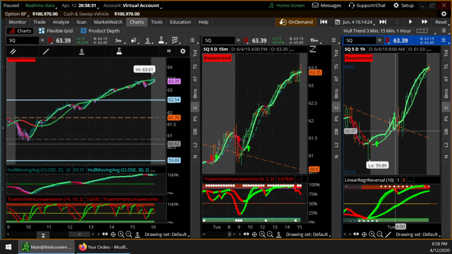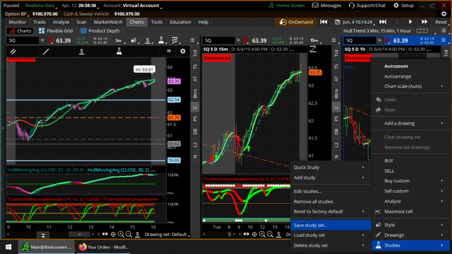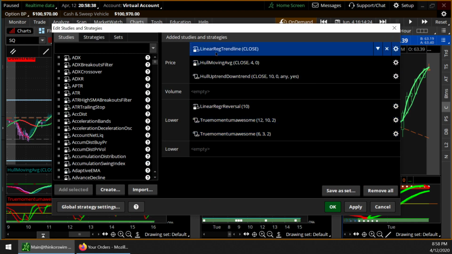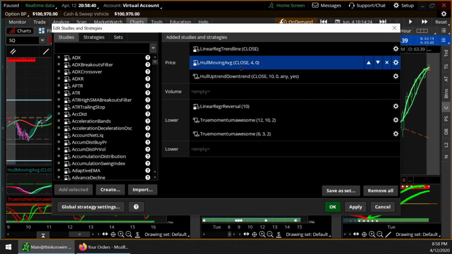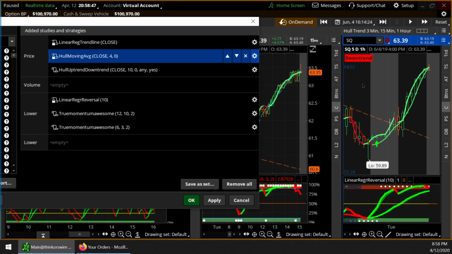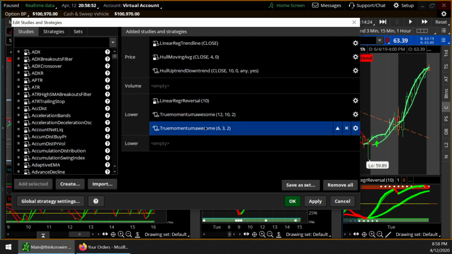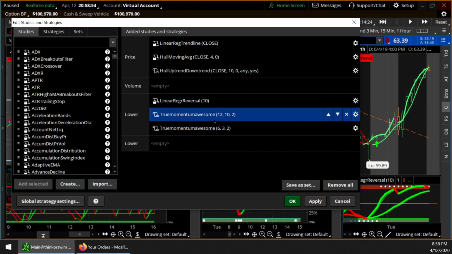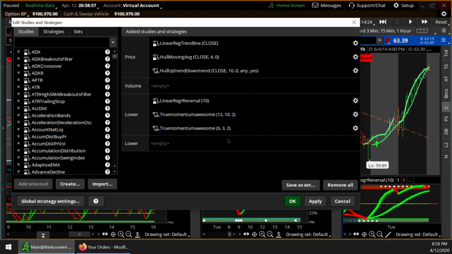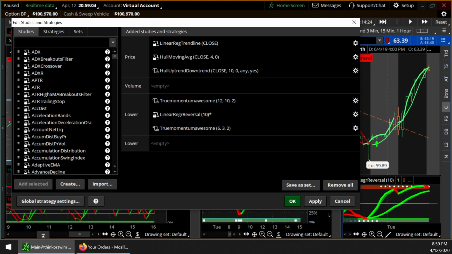Then the 1-hour chart. We have the reg trend line, a Hull moving average of 4, which again is the short trend, a Hull uptrend downtrend of 10, which again is that little downtrend box you see right there. Then the linear reg reversal, true momentum is set the same as the 15-minute chart, 12, 10, 2. And then another true momentum of 6, 3, 2. And you can overlay all this stuff just by simply dragging it.